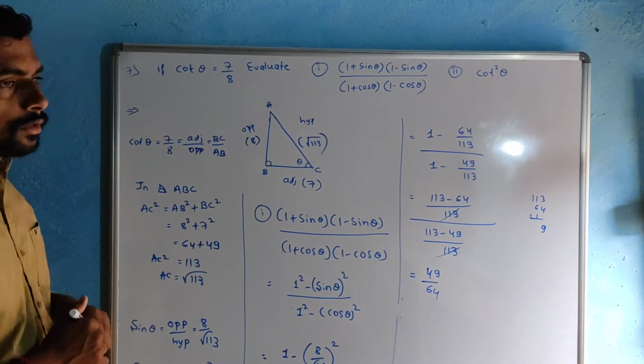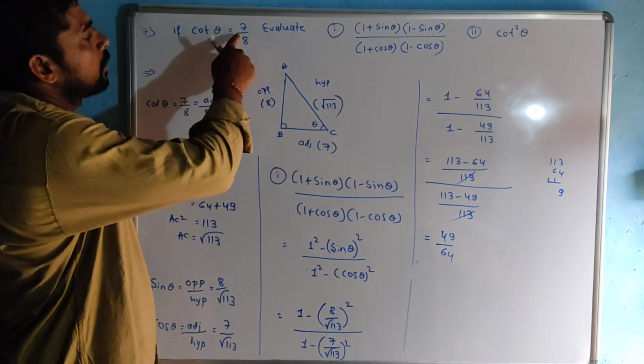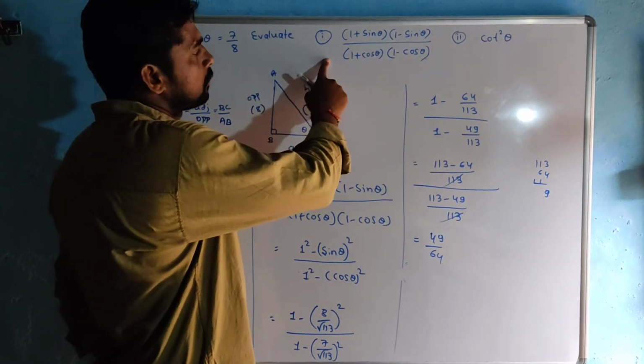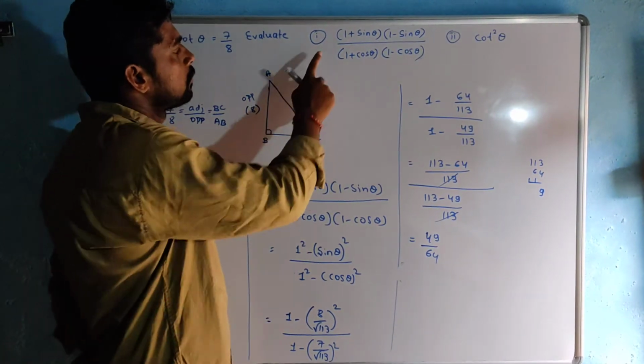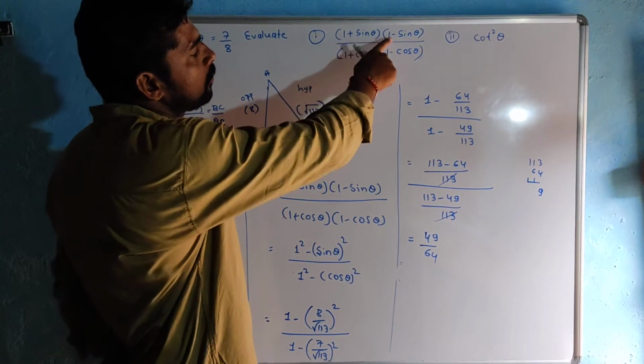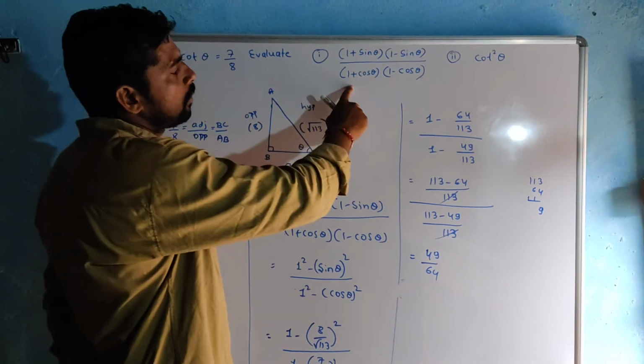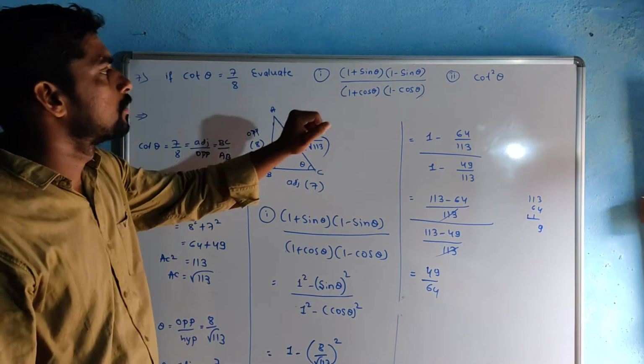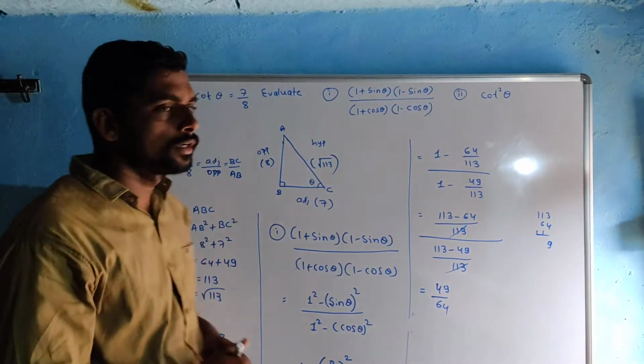See here, seventh one. If cot theta is equal to 7 by 8, evaluate. There are two questions. First question, (1 plus sin theta) into (1 minus sin theta) divided by (1 plus cos theta) into (1 minus cos theta). What is the value of that? And second one, cot square theta.